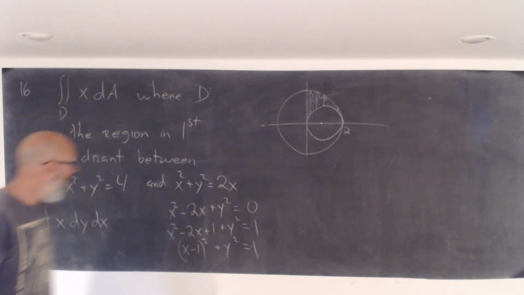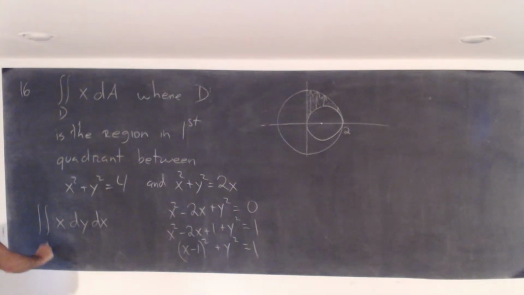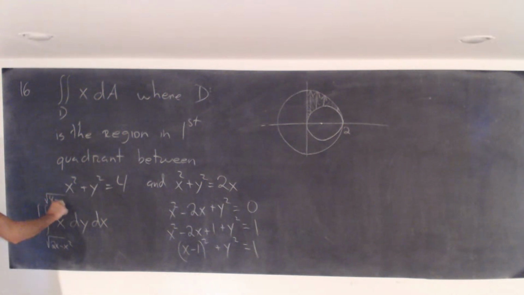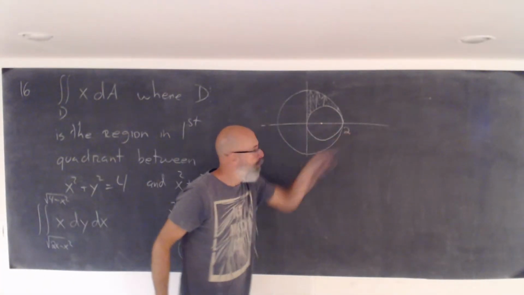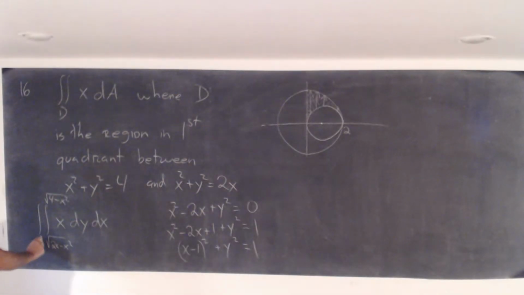Small circle has equation square root of 2x minus x squared. Large circle has equation square root of 4 minus x squared. And then you would project onto the x-axis. You see what this projects onto: the interval 0 to 2. Integration with respect to y is easy enough. There's no y anywhere, so we're good to go. And we would get x times this minus x times that.